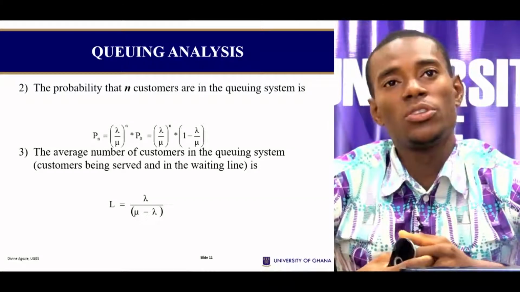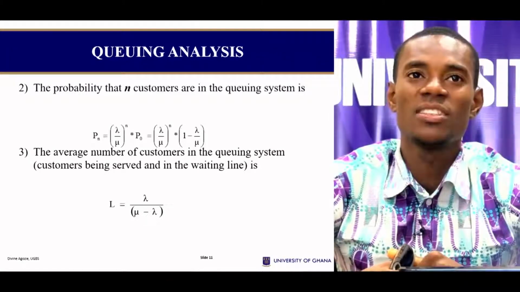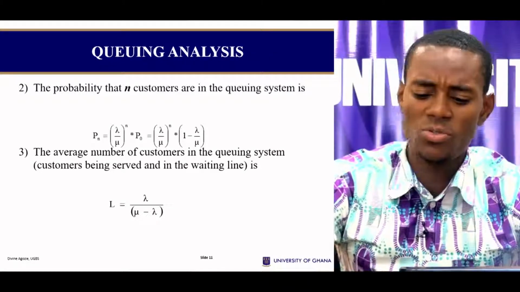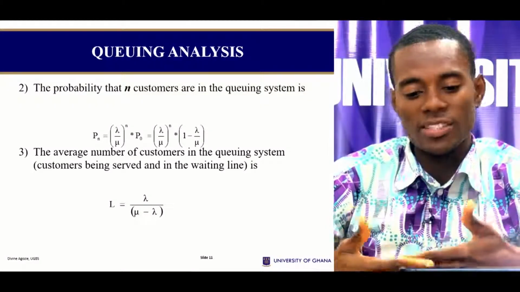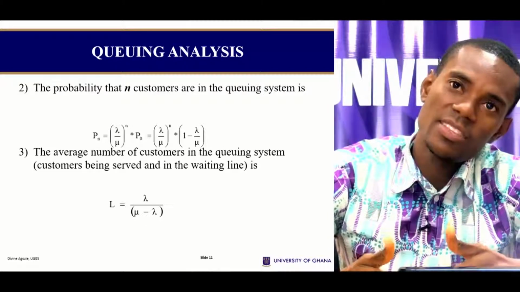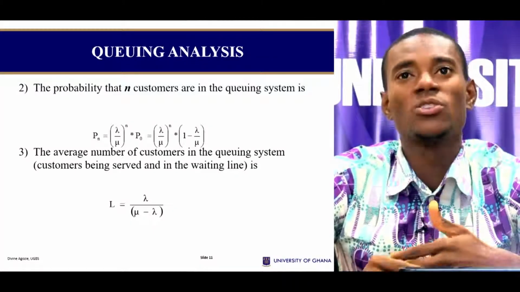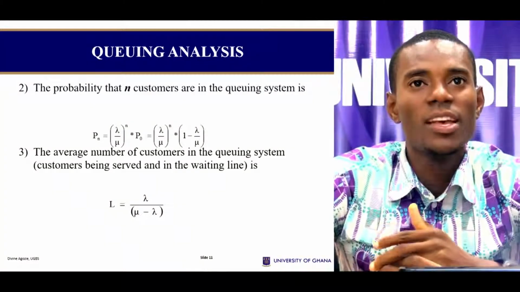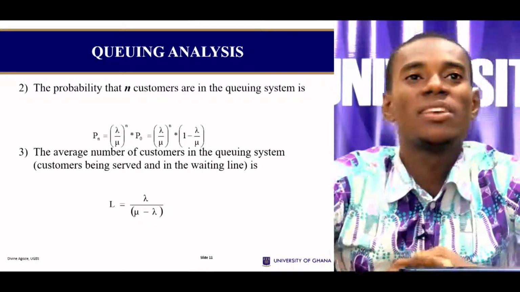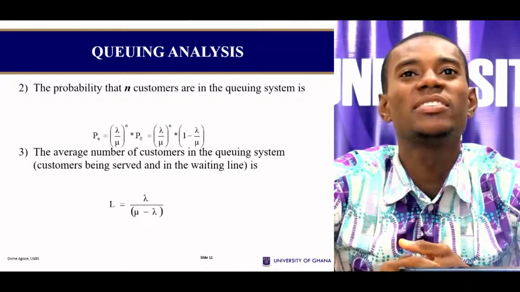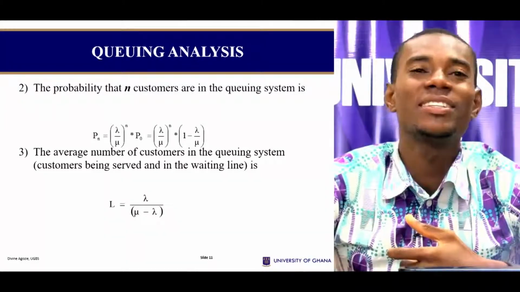Now, the other thing we need to find is the average number of customers in the queuing system. I want us to have a certain understanding of this. We are going to look at customers in the queue and customers in the queuing system, or someone in the waiting line and someone in the system. Let's distinguish between these. When you say someone is in the system, it means customers being served and in the waiting line. So here you are waiting and being served.